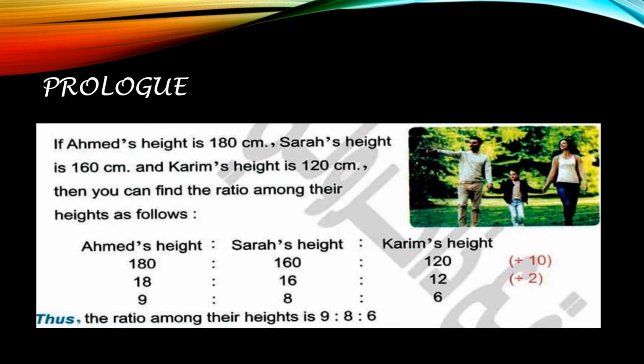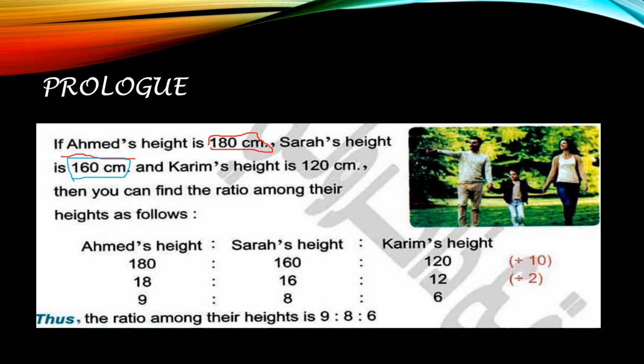I have a simple example here so we can understand what we are going to talk about today. We have always talked about ratio among two numbers, not 3 numbers. Today we're going to talk about ratio among 3 numbers. So if Ahmed's height is 180 centimeters, and Surah's height is 160 centimeters.